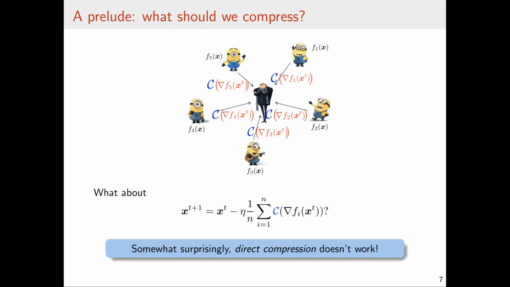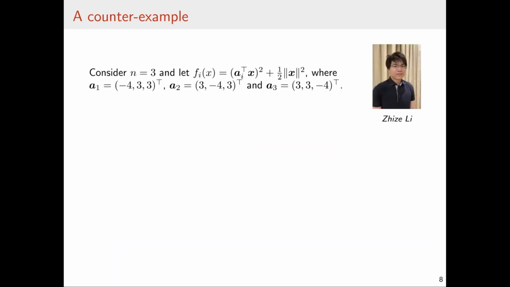Surprisingly, it turns out this kind of direct compression actually doesn't work very well, even with very simple compression mechanisms. To show why this is the case, I'm going to borrow a counterexample constructed by Zhize. This is a very simple model where you only have 3 data points in a ridge regression problem, where there are 3 agents. Every agent has just 1 data point, so each of them has 1 feature vector, A1, A2, A3, and so on.